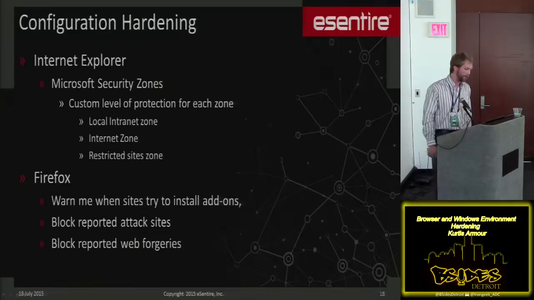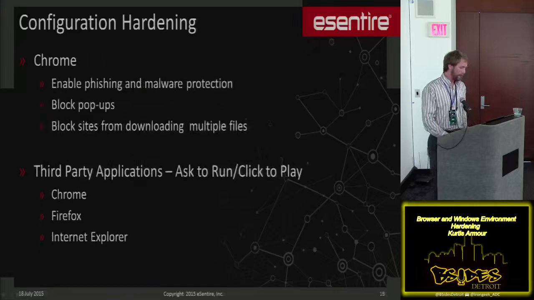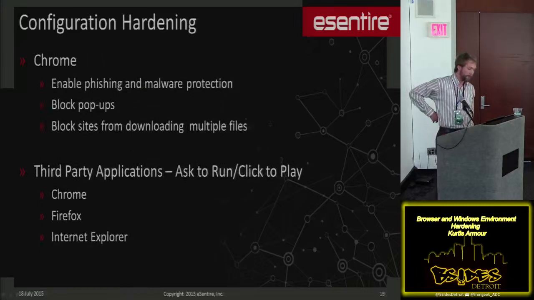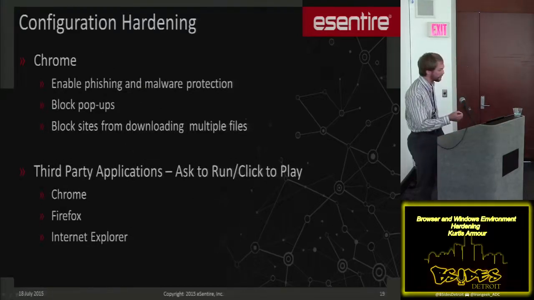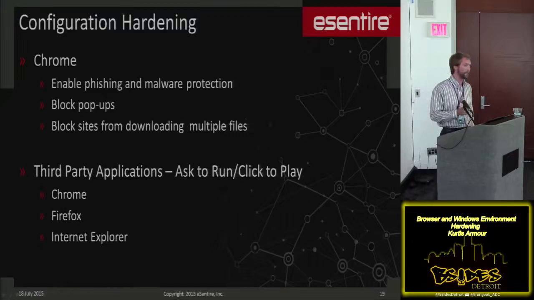Here are some generic ones for Firefox. These are just some simple configurations: warn me when third-party applications are trying to install, block attack sites, block web forgery sites. For Chrome, there's enable phishing and malware protection, block pop-ups, block sites from downloading multiple files. And then one of the biggest ones is ask to run and click to play.